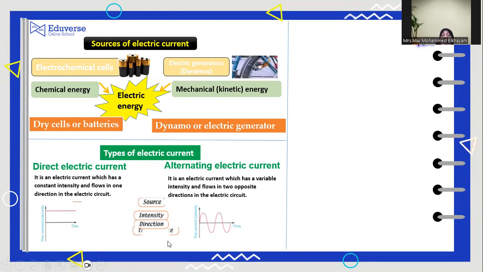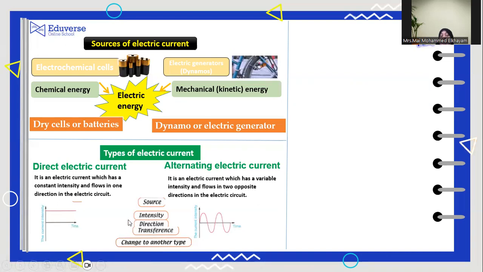Also, we have to talk about transference. The direct electric current can be transferred for short distances only, while the alternating electric current can be transferred for short and long distances. What about changing to another type? The direct electric current cannot be changed into alternating electric current, while the alternating electric current can be changed into direct electric current. That's why alternating electric current is preferred over the direct electric current, because of the transference and change to another type.